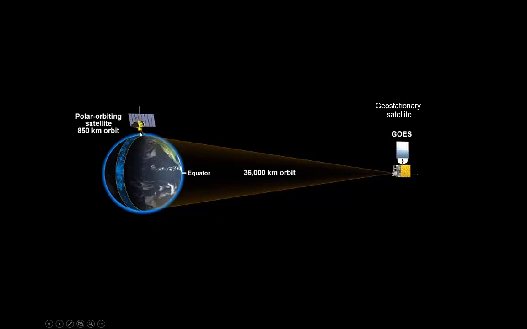So in this little diagram, you see the main difference between the polar orbiting satellite here, which is going around the Earth in circles at an altitude of about 850 kilometers above the surface.